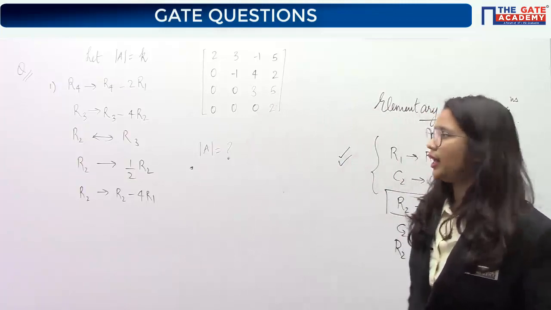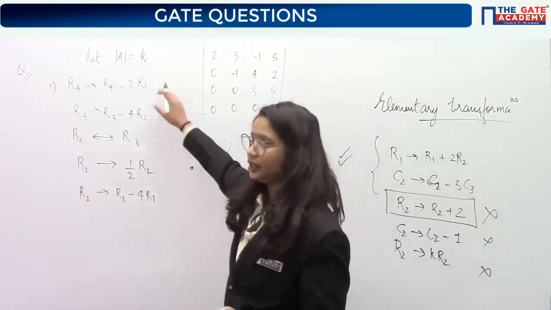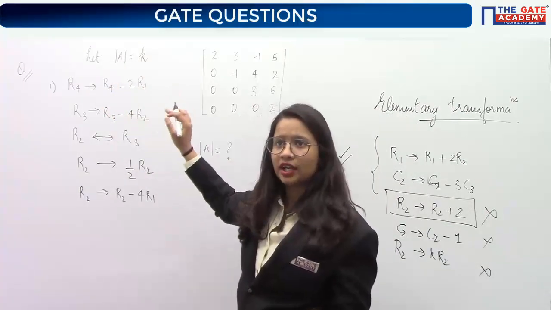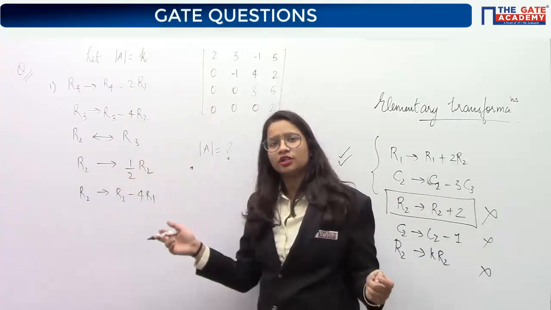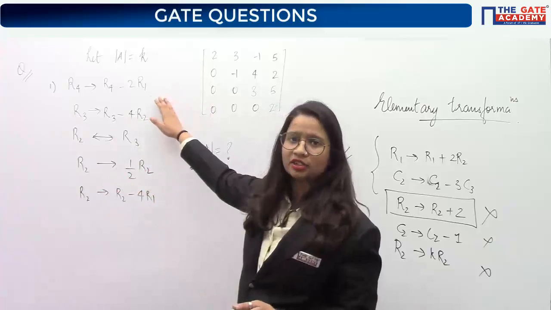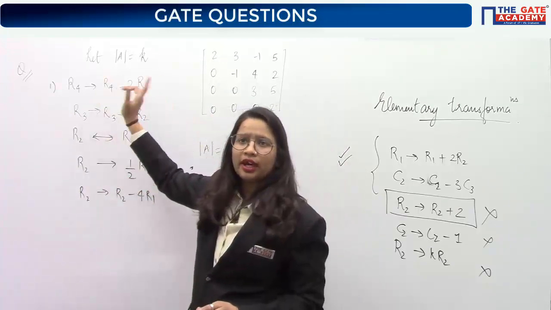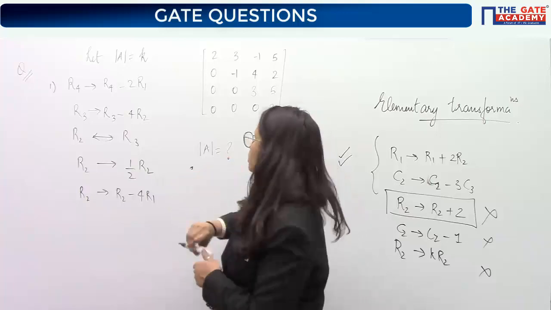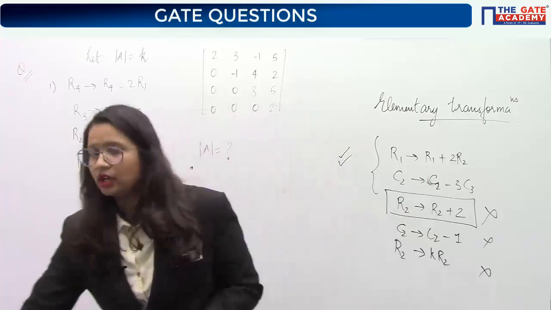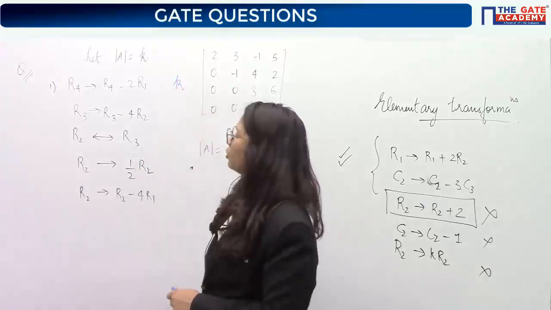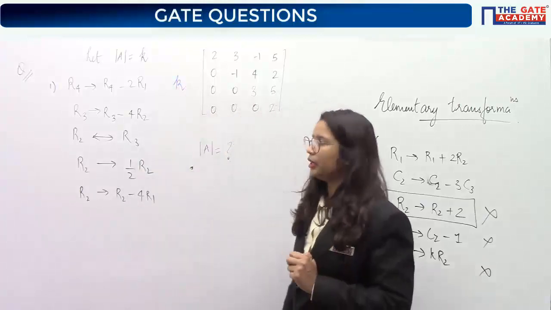What I am saying, let's say we have assumed initially the determinant is k. After applying the first operation, will the determinant change? Obviously no, it will not change because it is an elementary transformation. Any multiple of a particular row added to another row is an elementary transformation. So after this step also the determinant will remain k only.